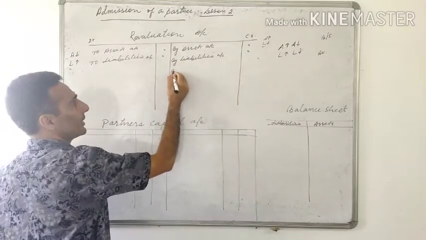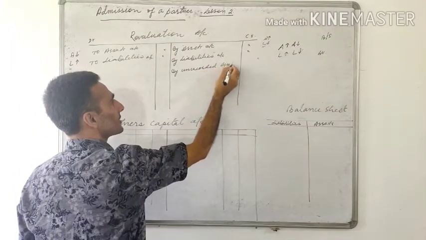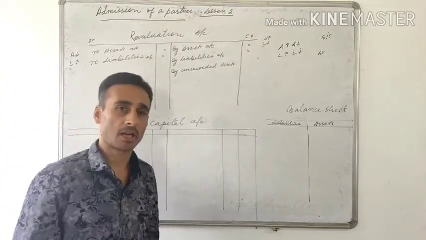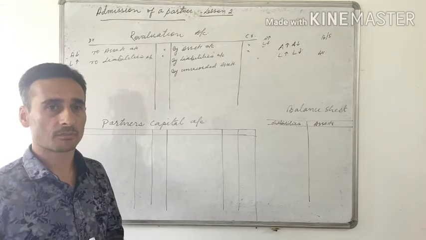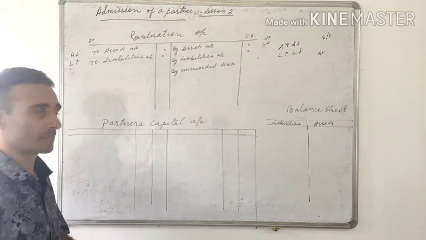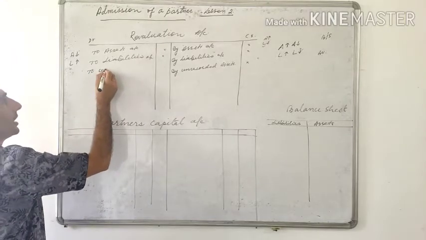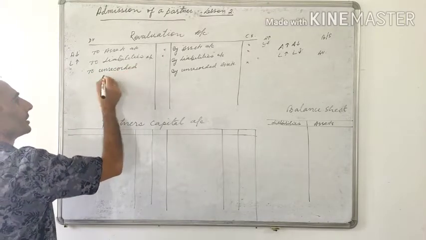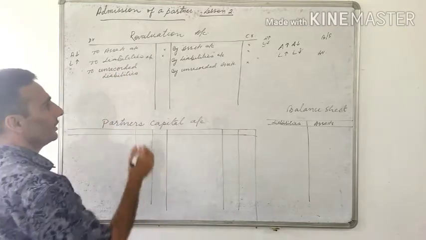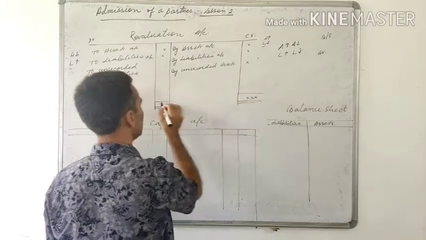Then with this one more, we'll write by unrecorded assets. Unrecorded assets are those assets which are not shown in the balance sheet, but which exist in the business, and the information of which will be given in the adjustment part of the question. Similarly, you will have unrecorded liabilities. Then we'll find the total.